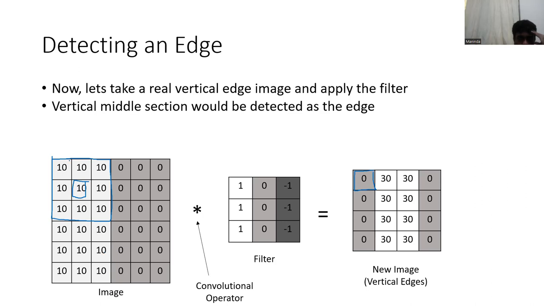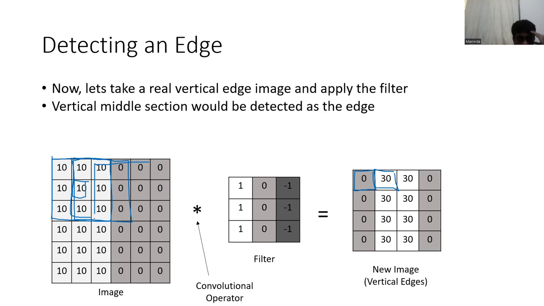If we move the filter a little to the next position, the middle part is ignored, but for the left part, 10 times 1, 10 times 1, 10 times 1, that is 30. For the right part, 0 times minus 1, 0 times minus 1, 0 times minus 1, which is also 0. The middle part is 0, the left part gives 30, so the linear combination is 30.